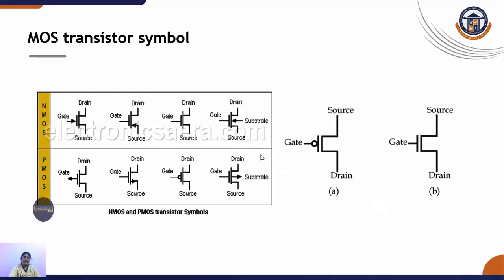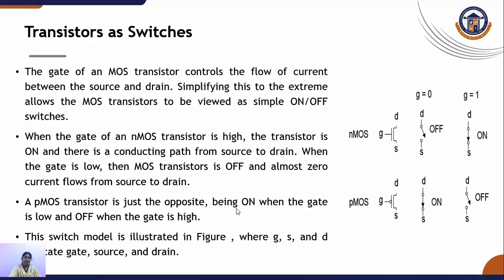This is a MOS transistor symbol. There are different ways we represent the MOS transistor symbols of NMOS and PMOS. This bubble indicates a PMOS transistor. At the gate side we add one bubble in PMOS. Without the bubble indicates the symbol of an NMOS transistor. This is a different way of representation of the NMOS transistor. This is a different way of representation of the PMOS transistor symbol.